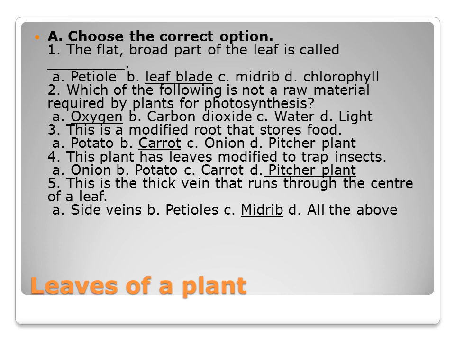Which of the following is not a raw material required by plants for photosynthesis? So carbon dioxide, water, light. So these three are essential things. So only the oxygen is not a raw material. Underline the option A.